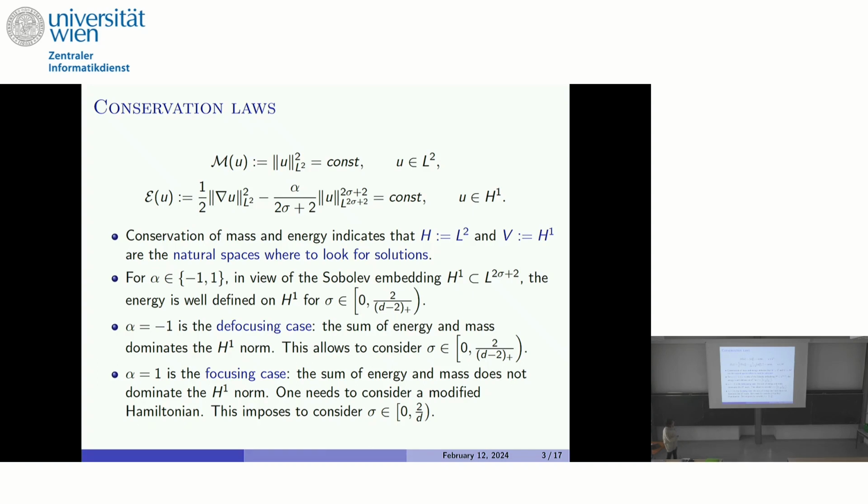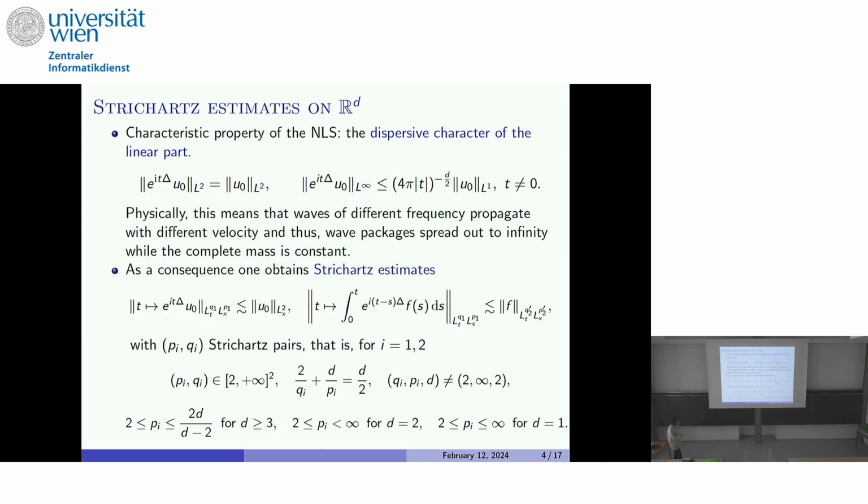And from now on, I will denote by H the L2 space and by V the H1 space, which are the spaces where these quantities are well defined. The second important property of the nonlinear Schrödinger equation is the fact that it has a dispersive behavior. So in this case, we work on the full space, and when you work on the full space, you can consider the linear part of the equation, i Laplacian. It generates a group, and in terms of this group, you can, let's say, see the behavior of the solution.